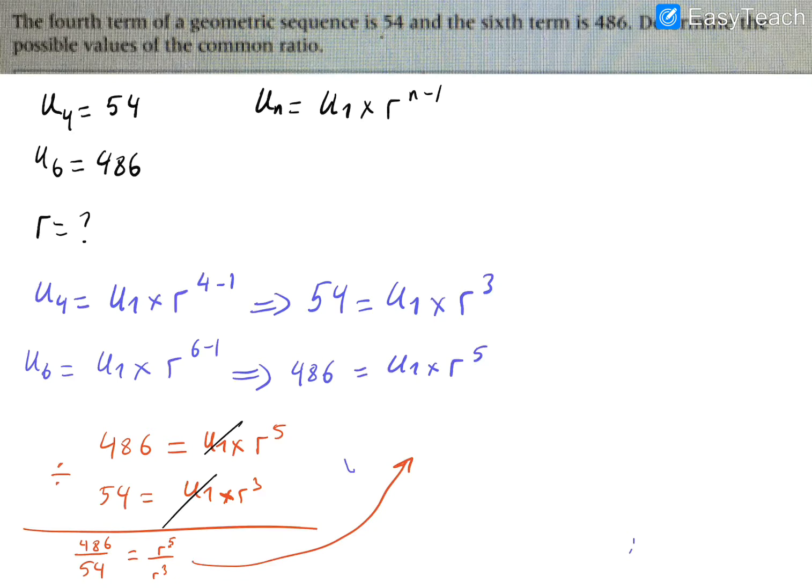So from here, let's see what we have. When we divide it, it becomes 9 equal to r power of 5 minus 3. So 9 equal to r squared. Here, take a square root from both sides. And r will have two values here: plus 3, and the second r will be minus 3. Okay, because minus 3 squared is also 9.